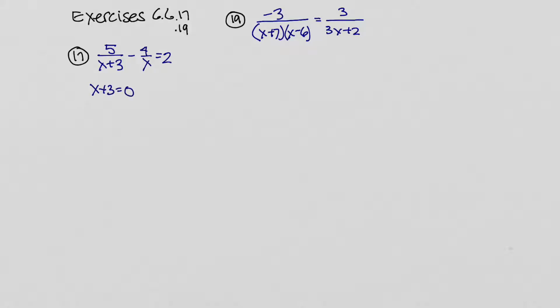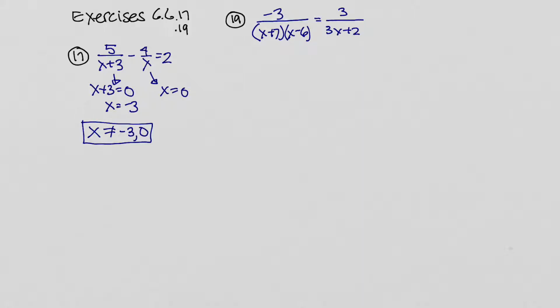Suppose x plus 3 is 0. What's going to make x plus 3 equal to 0? So we've got a little linear equation we can probably solve in our head. That's this one here. And this one here, what's going to make x equal to 0? Well, there's nothing to do here. It's just what's going to make x equal 0? 0. So we're going to say here that x cannot equal negative 3 or 0.